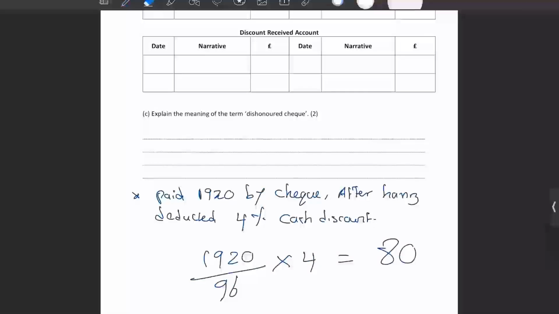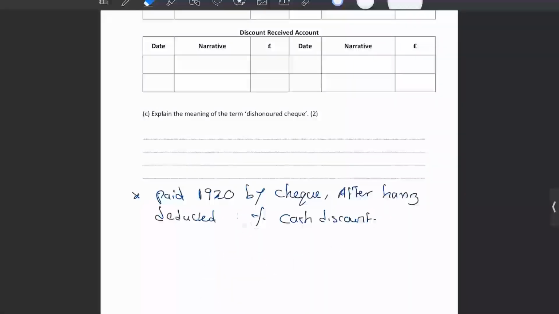Right. Last one. Now everyone should get it properly under control. Paid 850 by check after having deducted 15% cash discount. Tell me how much is the discount?